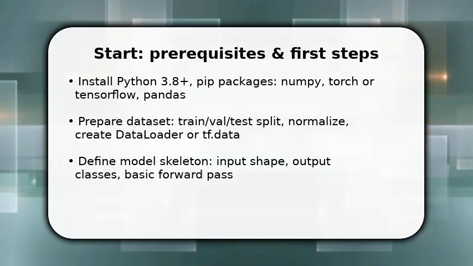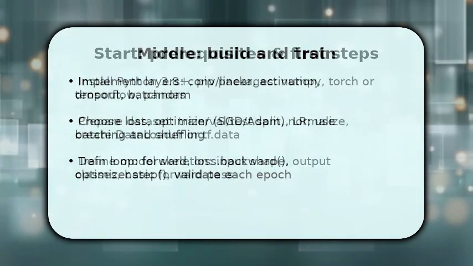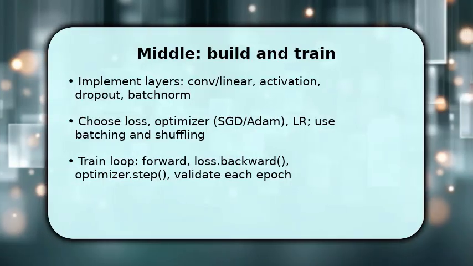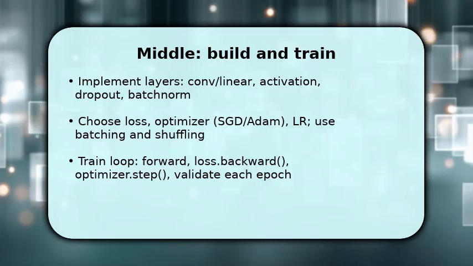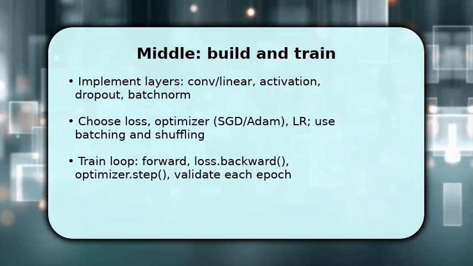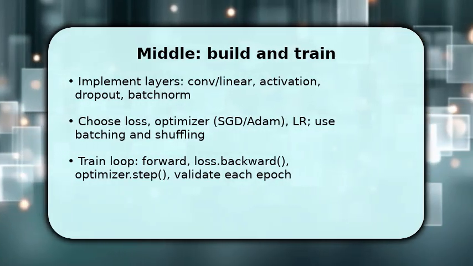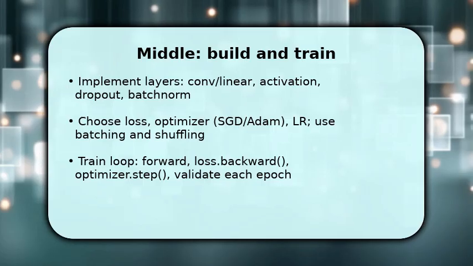You now construct the core. Implement layers and regularization so the model can learn useful features and choose activations for stability. Then pick a loss and optimizer. Cross-entropy with Adam is a reliable starting point, and set a sensible learning rate. Use schedulers if loss plateaus.